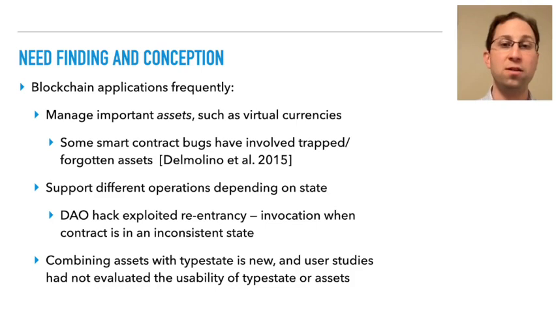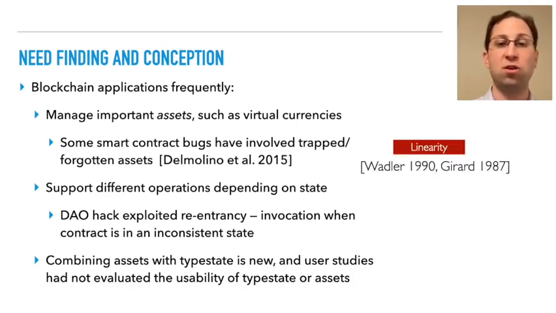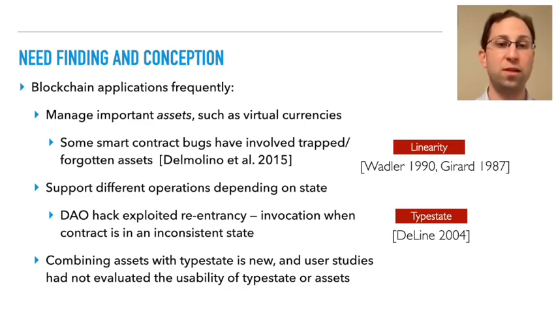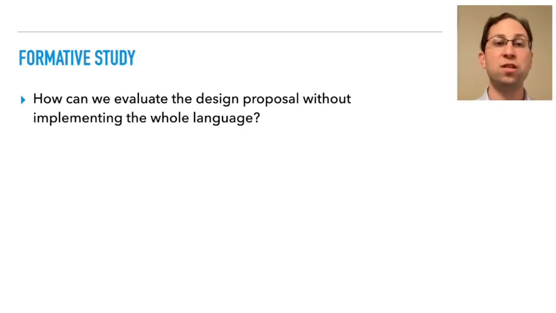In our language design, we used a technique called linearity to ensure that assets cannot get lost inside contracts. And we used a technique called typestate to enable the compiler to reason about which operations are valid according to a contract state. This is a new combination of features in a programming language, and user studies hadn't evaluated the usability of either technique. Now, we were interested in obtaining formative data on the usability of our design.